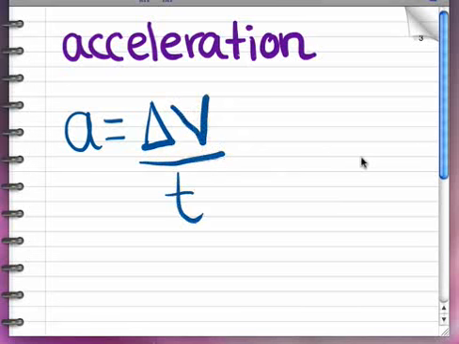So if an object is moving at a steady speed, a constant velocity, then it does not have any acceleration. If an object is speeding up, we say it has a positive acceleration. If it's slowing down, it has a negative acceleration.